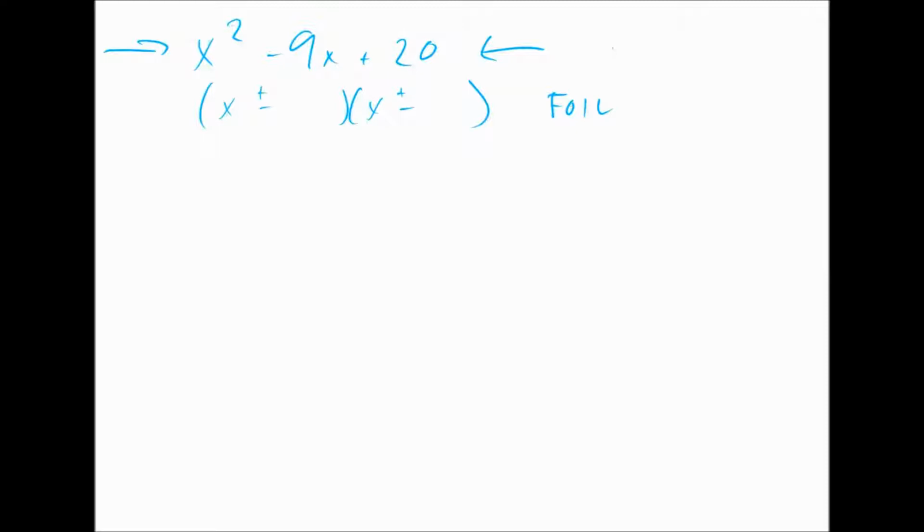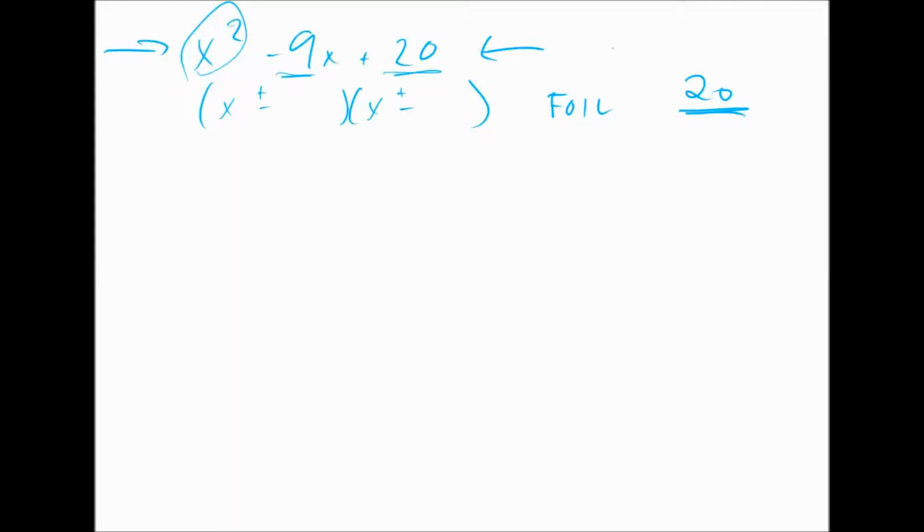Now, the way we need to do this is think. To get x squared, we don't have to do anything, we just multiply x times x. So it's really, really easy. This is the easiest example. Now, the puzzle is, how do we get a negative 9 here, but a positive number here?